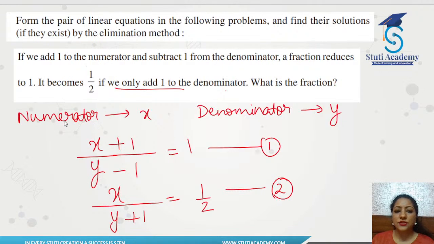It's an unknown fraction. We don't know the numerator. We don't know the denominator. So numerator we've taken as x and denominator we've taken as y. So the original fraction is x upon y. This is the original fraction.